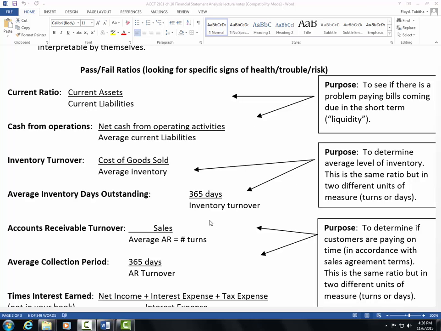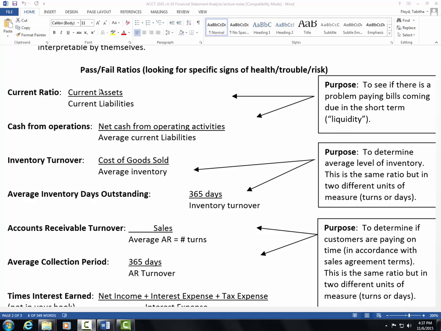So I have a review of the ratios in your lecture notes. There's also some tables in your book on page 467 and 468. It highlights all the ratios and it breaks it down by the type of ratio it is, and it gives you the definition of the ratio as well.